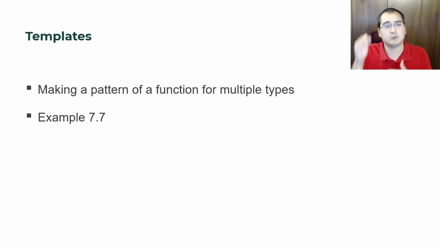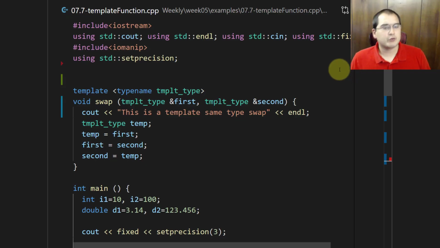Instead, I write my function once using templates so that it can be expanded to handle whatever types I may need it to do so. It's probably easier to walk through an example of this. Okay, so we've been looking at the swap function quite a bit.